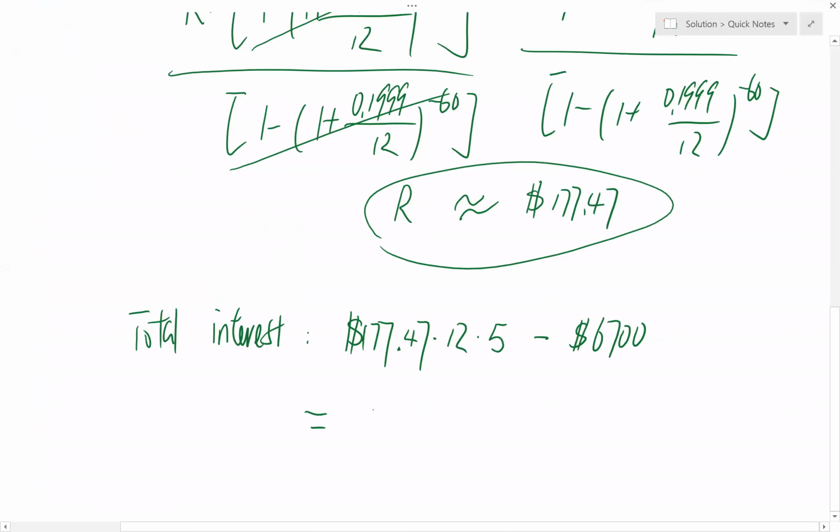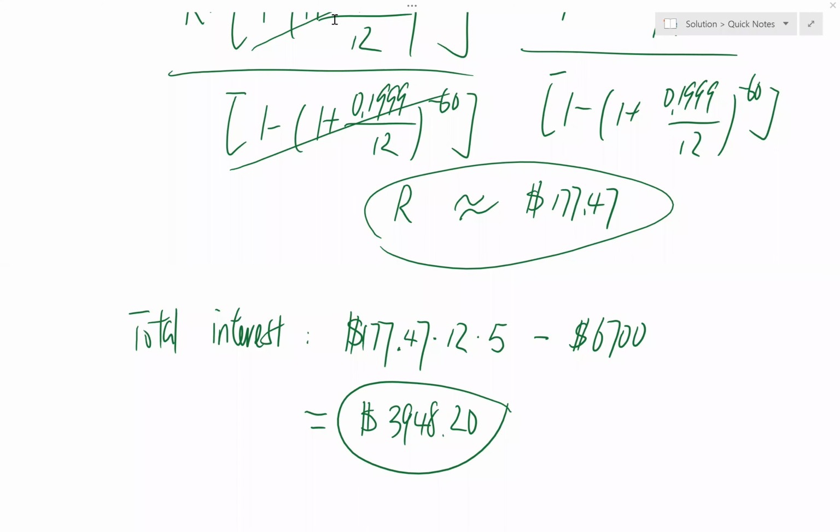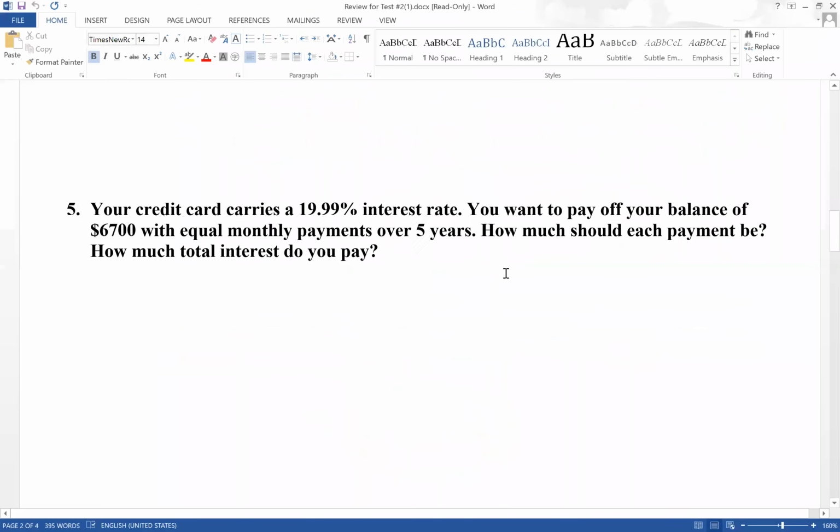3948.20. So this turned out to be $3,948.20. And this is the total interest payment you made to the credit card company over the life of the debt. Do you have any questions on this? Okay, this is question number 5.